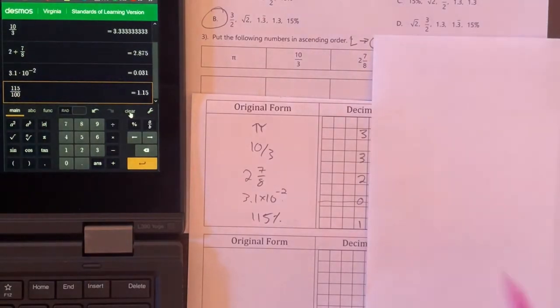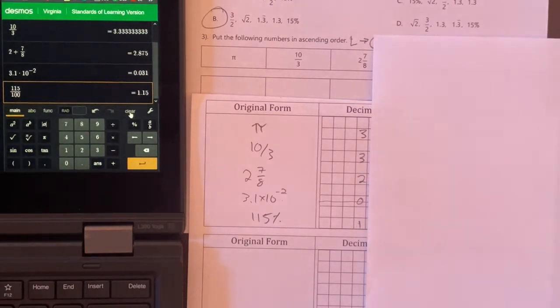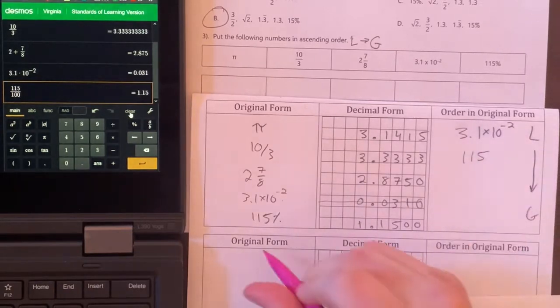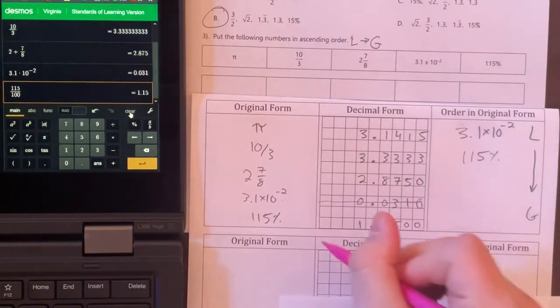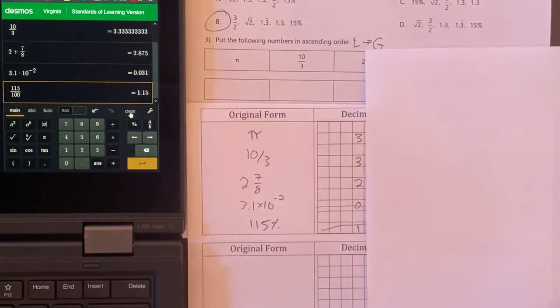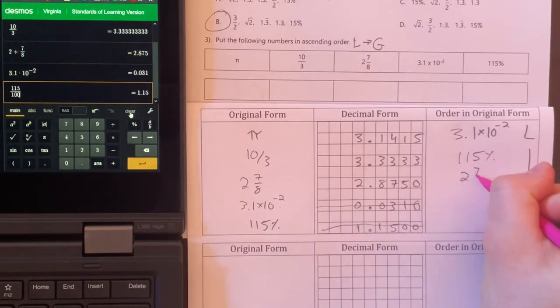Now comparing, I'd say, hey, of these 4 numbers remaining, 1 is the smallest, and in original form that is 115%. Comparing these remaining three numbers, I have my mixed number, so I have 2 and 7/8.